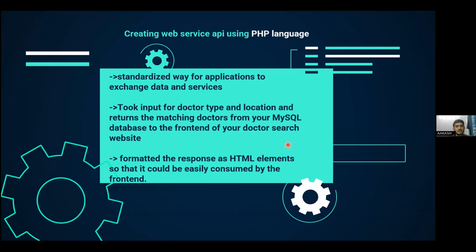So basically it will fetch data from the database and bring it to the front end. That part is done by the web service API. Like in my site, you have to give input of the doctor type and the location, and it will return the matching doctors from the SQL database to the front end of our site. So for that, you have to write the web service API, and the response which is sent from the database is formatted as HTML elements so that it can be easily added into our website.